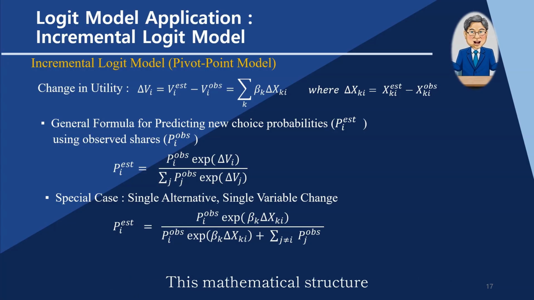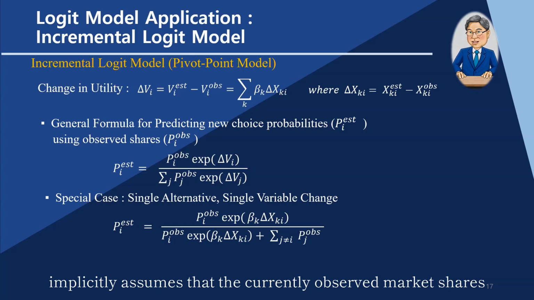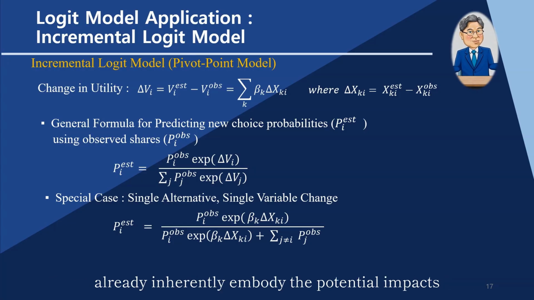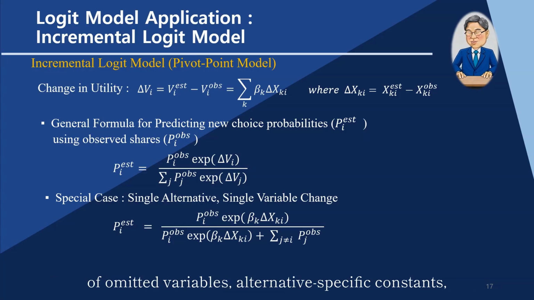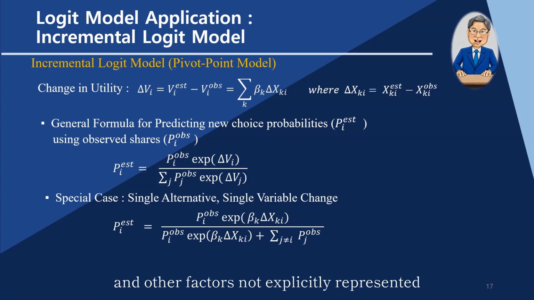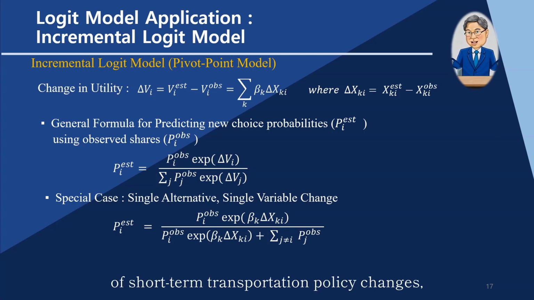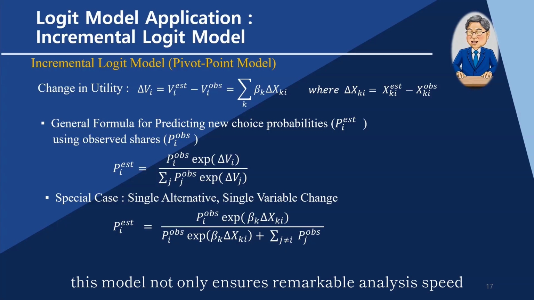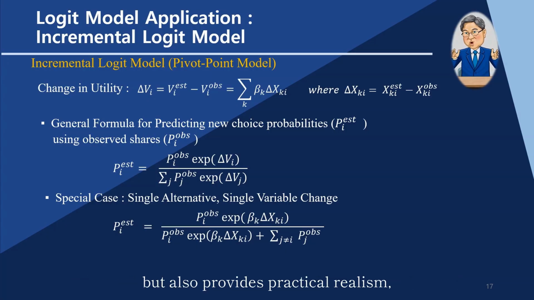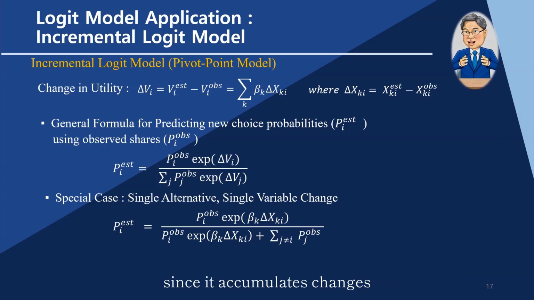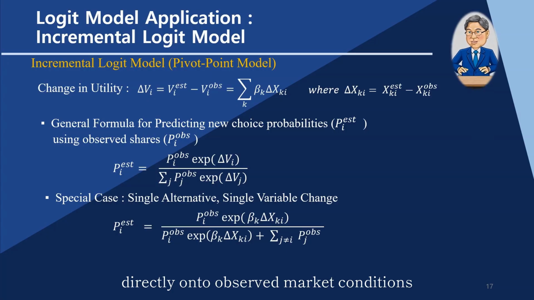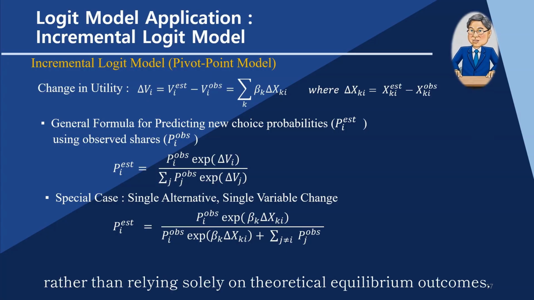This mathematical structure implicitly assumes that the currently observed market shares already inherently embody the potential impacts of omitted variables, alternative specific constants, and other factors not explicitly represented in the model specification. Therefore, when forecasting the impacts of short-term transportation policy changes, this model not only ensures remarkable analysis speed, but also provides practical realism, since it accumulates changes directly onto observed market conditions rather than relying solely on theoretical equilibrium outcomes.